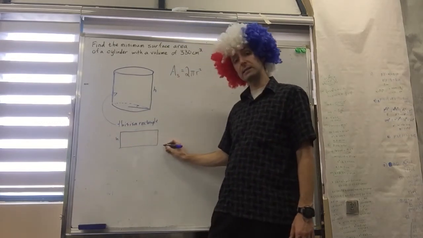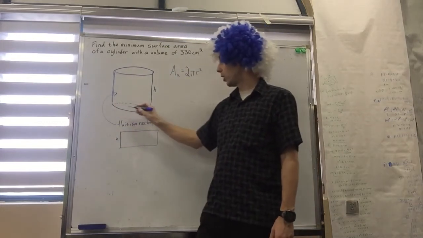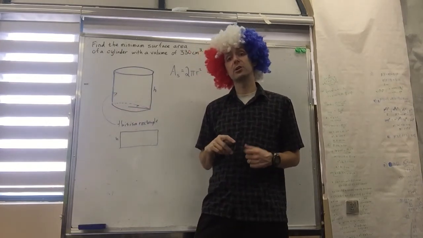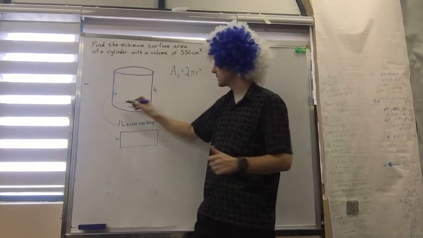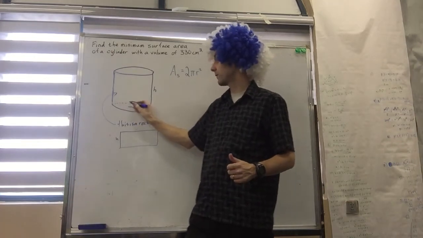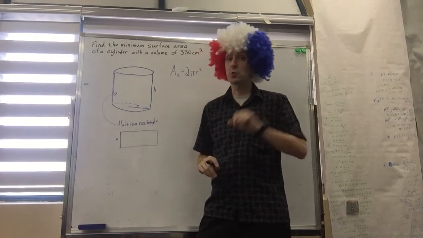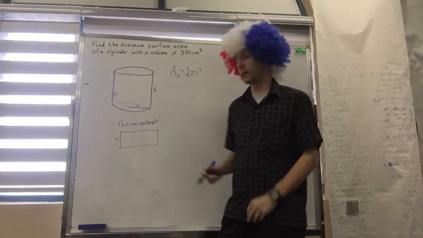Now how long is it? Well, it's got to wrap all the way around the cylinder. In order for it to wrap all the way around, its length has to be the same as the distance around the circle. You know how to find the distance around a circle? It's the circumference, and you know how to do that. It's either 2 pi r or pi d. It's completely up to you.